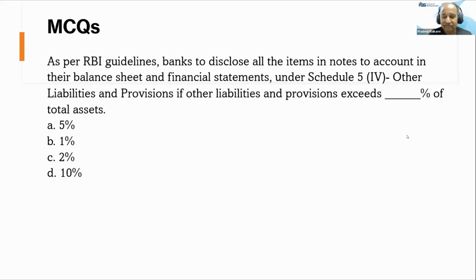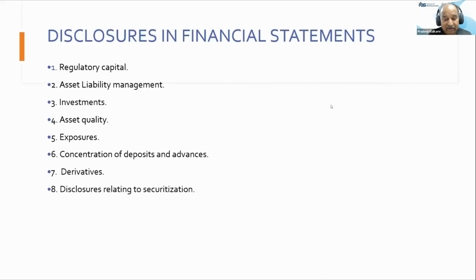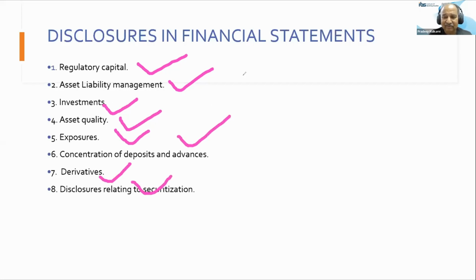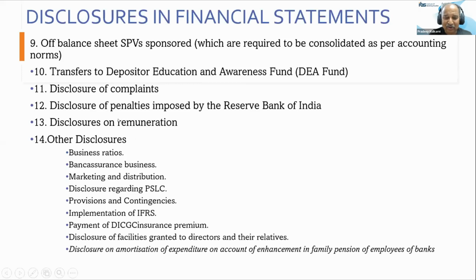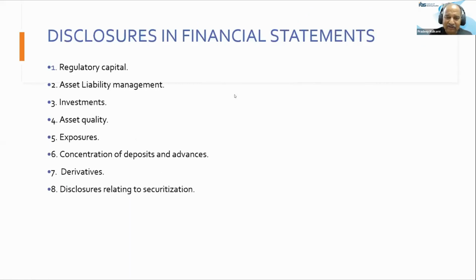The answer is 1%, and these are all the various disclosures. And let me tell you, whosoever is preparing for whatever scale, 1, 2, 3, 4, 5, they have to prepare these disclosures, and the additional ones, and other disclosures are almost 7, 8. So put together, if you read carefully and prepare on this, automatically you are good for writing the exam.